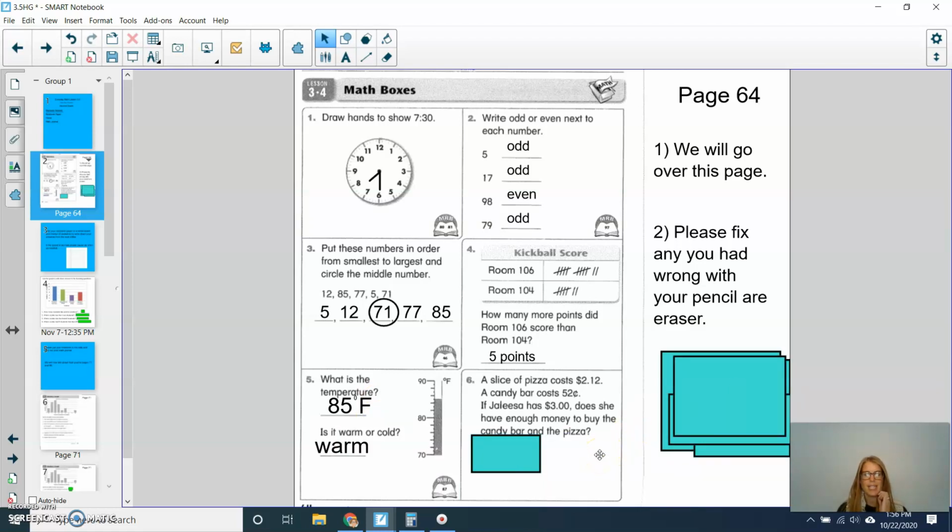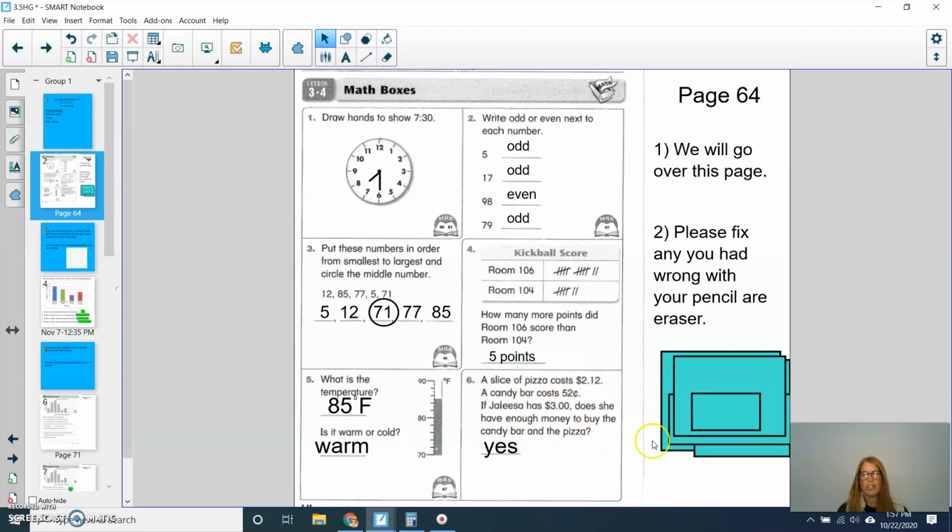For question number 6, a slice of pizza costs $2.12. A candy bar costs 52 cents. If Jaleesa has $3, does she have enough money to buy the candy bar and pizza? So if I'm doing a little bit of rounding, I know that $2.12 is pretty close to $2.10. Then if I think 52 cents is pretty close to 50 cents, so $2.10 plus 50 more cents would be about $2.60, a little bit more than that. So if she has $3, then I know, yes, she does have enough money.